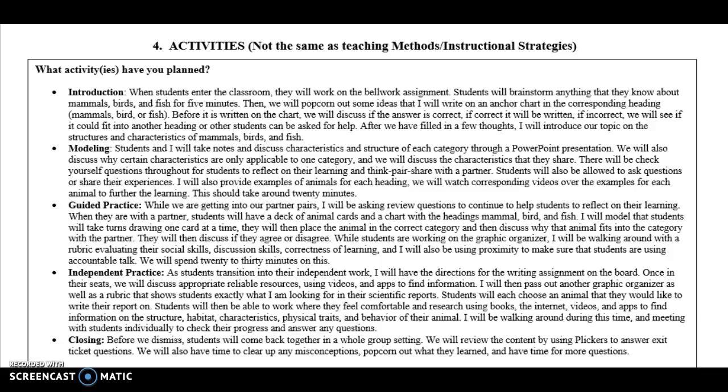Students will also be allowed to ask questions or share their experiences with animals. I will also provide examples of animals for each heading, and we will watch corresponding videos over the examples for each animal to further the learning. This should take around 20 minutes.